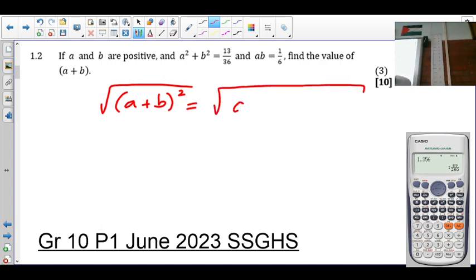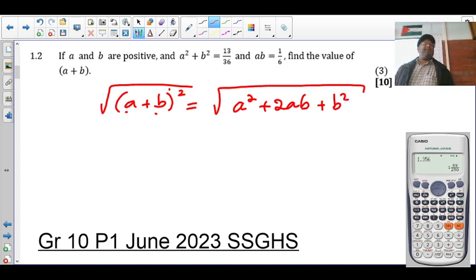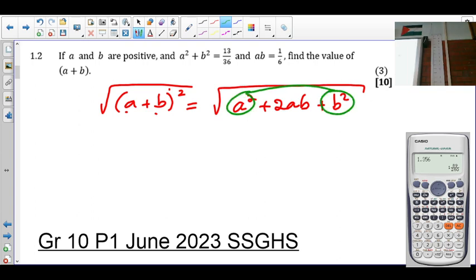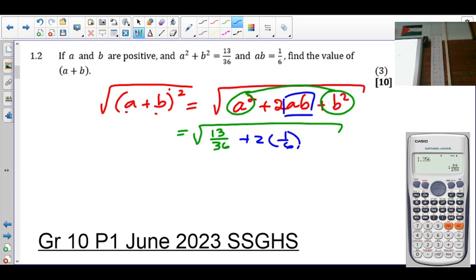So this now becomes a binomial square. The first term squared becomes A squared, plus the first term times the second term times 2. So it's 2AB, plus the last term squared, which is B squared. Again, you can write it out twice and multiply it out. People, what is A squared plus B squared equal to? 13 over 36. Not so? Plus 2. And what's the value of AB? 1 over 6.